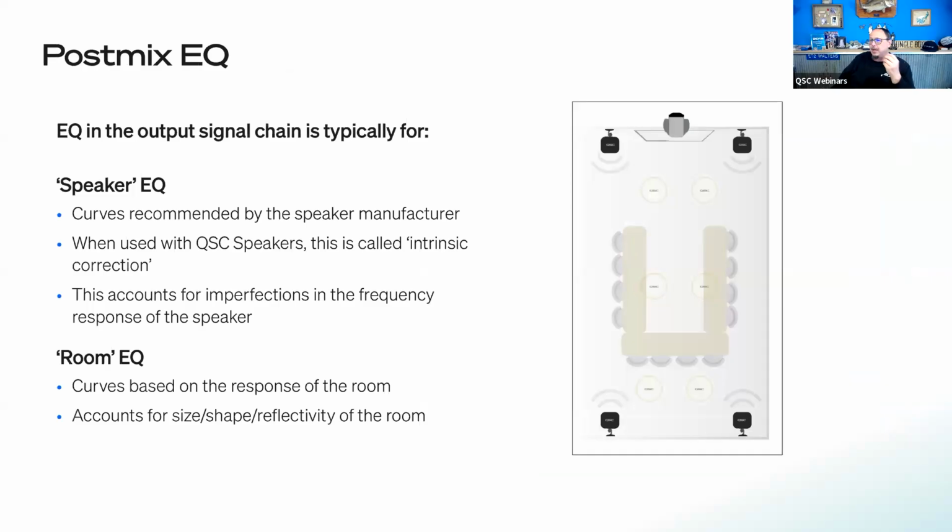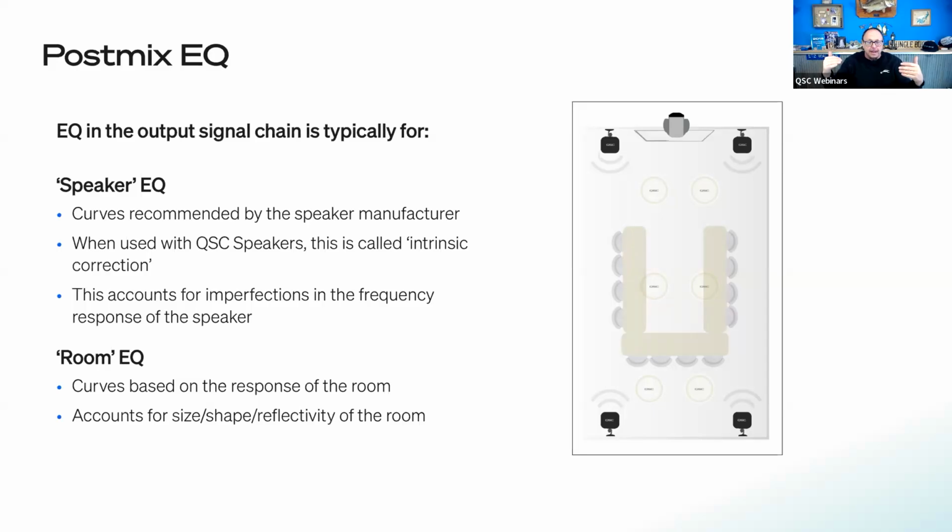So post-mix EQ, the EQ in the signal chain, is typically for a speaker or a room EQ, right? Some loudspeaker manufacturers will say that if you use this loudspeaker, you need to notch down the 2K frequency and the 4.2 or whatever. There may be things to make it flat.